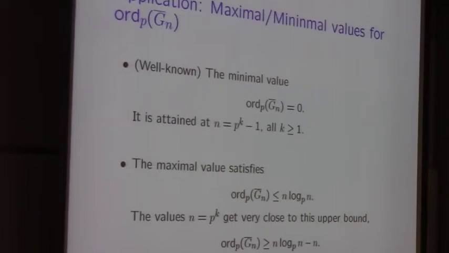Or P of Gn is less than n log P of n. And we got that because it's exactly equal to n log P of n plus 2 terms, each of which is non-positive. And in fact, here you don't attain the bound exactly, but you get very close. You get within n log P of n minus n, which is attained at powers P to the k.